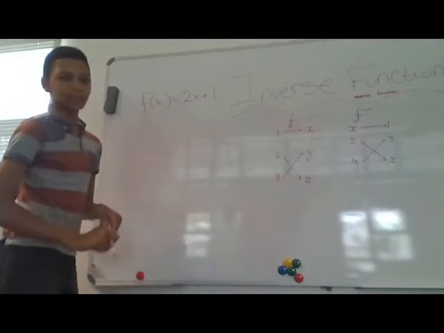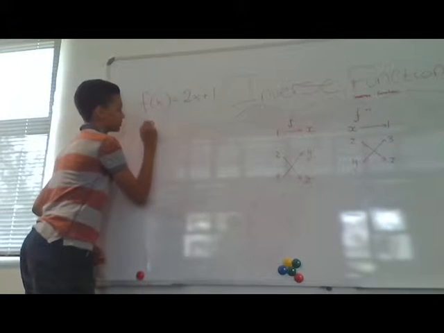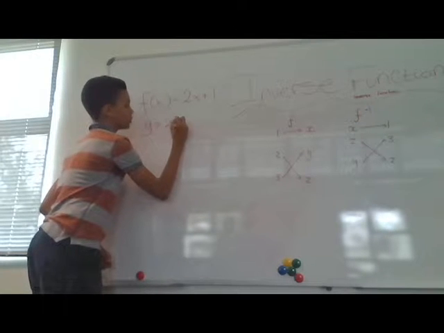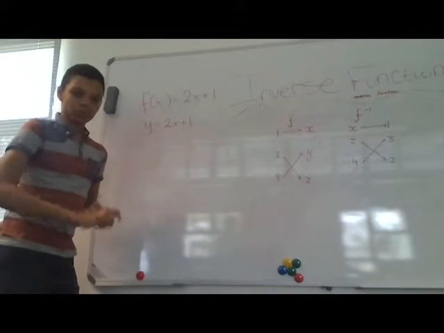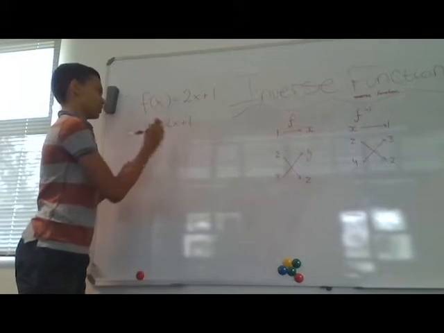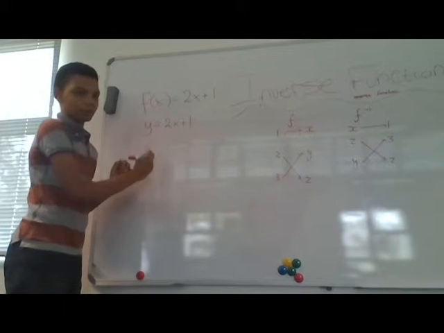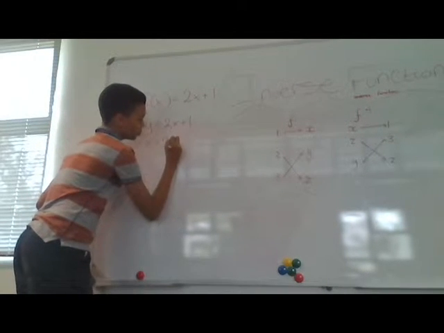In order to calculate an inverse function, first you have to make it a y equals equation. So y equals 2x plus 1. Then you do something called variable interchange, which is swapping the variables. So everywhere where there's an x, you replace it with a y, and where there's a y, you replace it with an x. Making it x equals 2y plus 1.